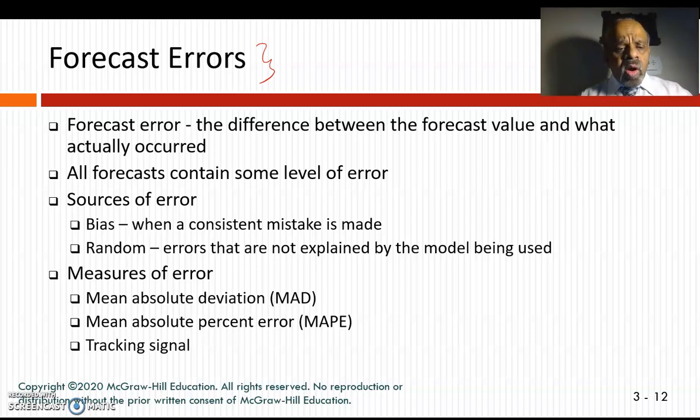The sources of error are two. One is a bias. A bias is when a consistent mistake is made. So whenever we have a mistake that is consistent over a period of time, we call it a bias error. Random error is you do not know how it happened. It is inexplainable. We don't know, and that is a random error. The measurements of errors are three. One is called the mean absolute deviation. Another one is the mean absolute percent error. And then the third one is a tracking signal. So we're going to be looking at these kind of measures of error as well.